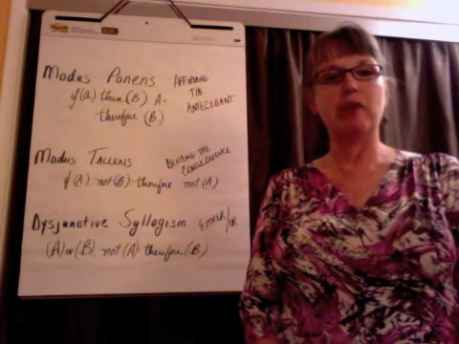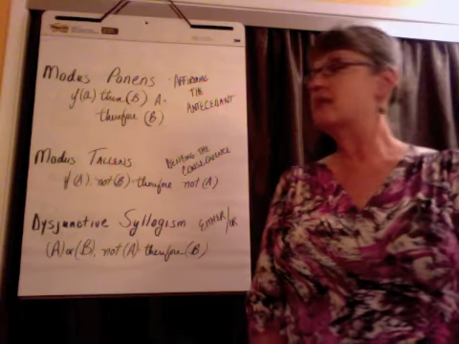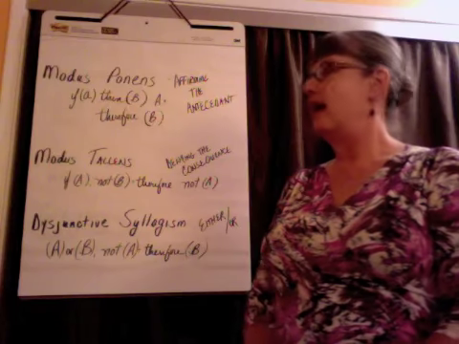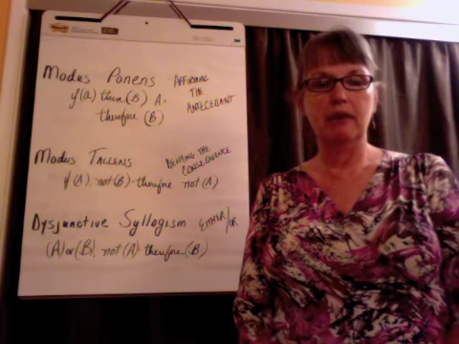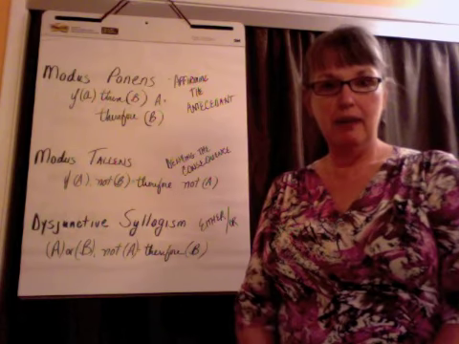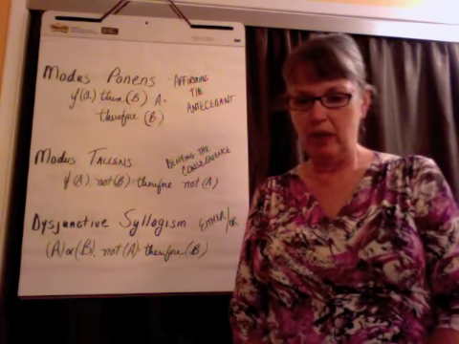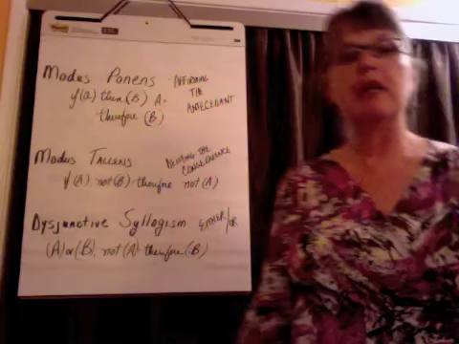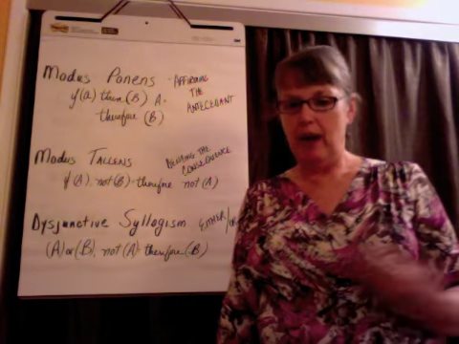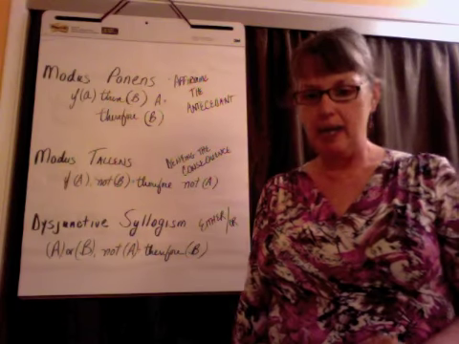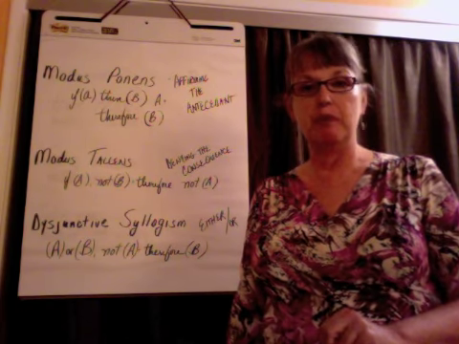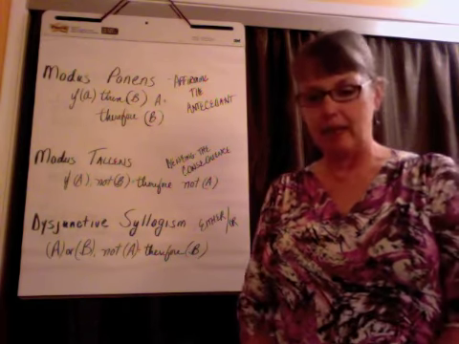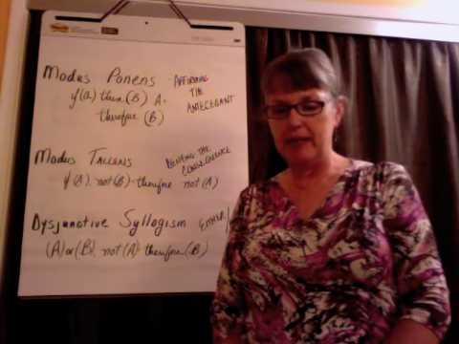The second form of deductive argument in our book is modus ponens, or affirming the antecedent. If A, then B, A, therefore B. So an example of this might be, if I drive below the speed limit, I will not get a ticket. That's A. I will drive below the speed limit. Therefore, C, I will not get the ticket. This is affirming the antecedent.